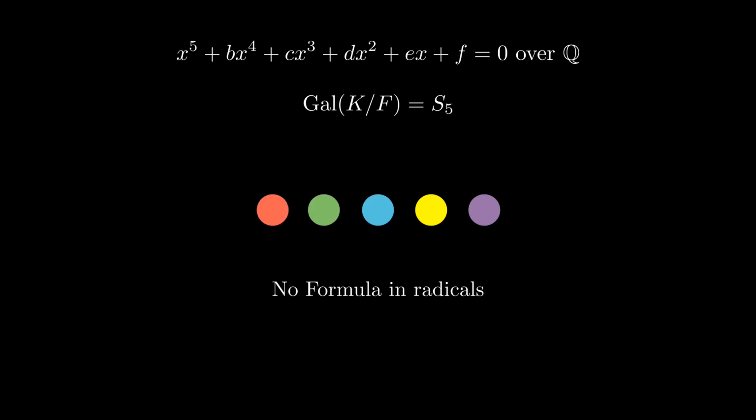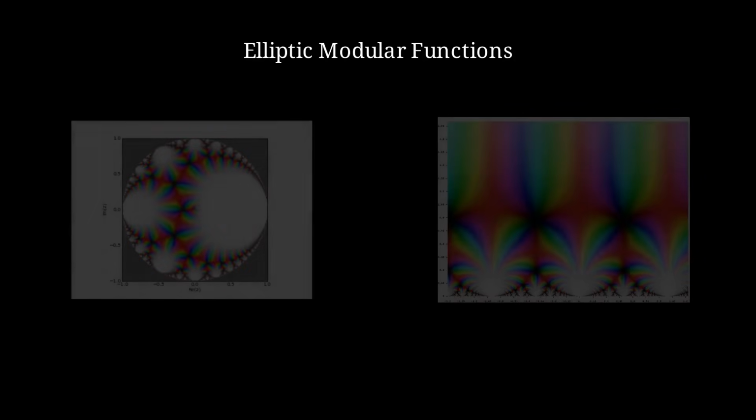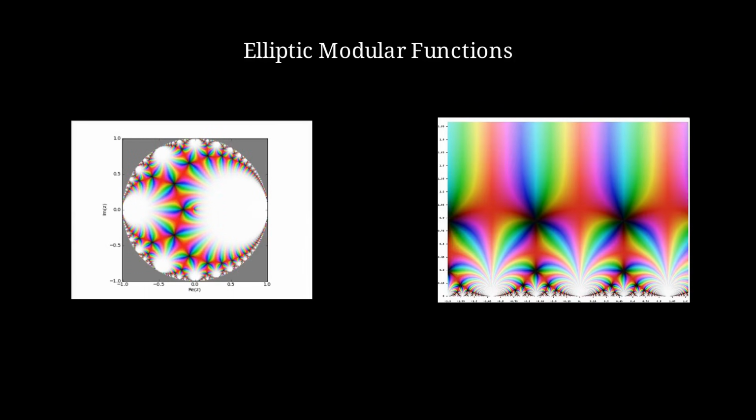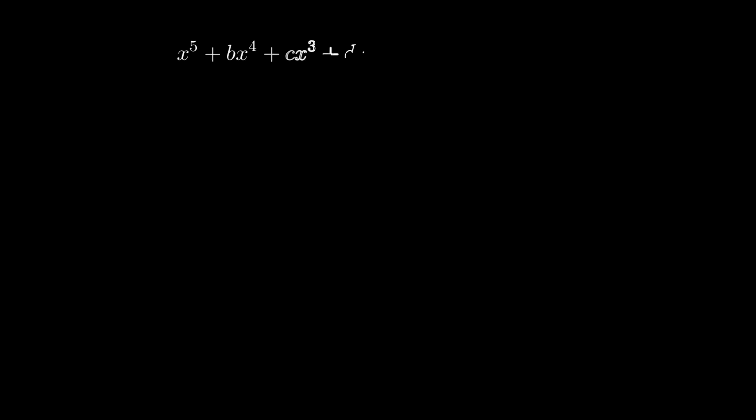So the general quintic is unsolvable by radical formula, not because the roots don't exist, but because the group structure is too intricate. In fact, the solutions of the general quintic can be expressed using elliptic modular functions, which encode the symmetries of A5. Quintic over reals.